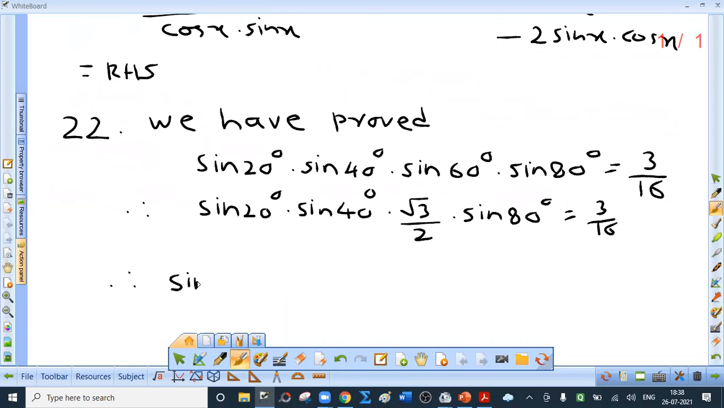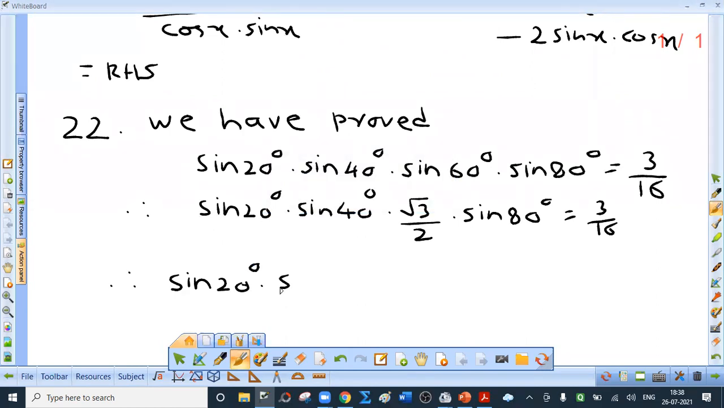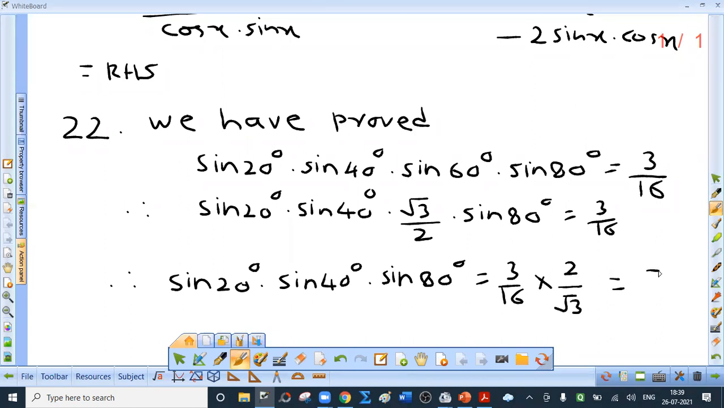and therefore sine 20 degree, sine 40 degree, sine 80 degree equals 3 upon 16 into 2 upon root 3. That is root 3 upon 8. But in exam, you are not supposed to solve like this. You have to say LHS equals, 40 is to be written as 60 minus 20, 80 is to be written as 60 plus 20, and so on.